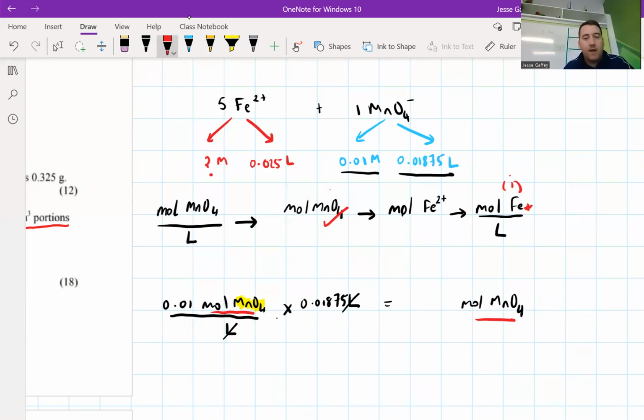Okay, and the number I'm getting here is 1.875 by 10 to the minus 3 moles of MnO4. Now I had this done previously, so I'm just going to check that that's still right. 0.01 times 0.01875, and I'm getting 1.875 by 10 to, oh, it's actually 10 to the minus 4. Right? Yes, 10 to the minus 4.